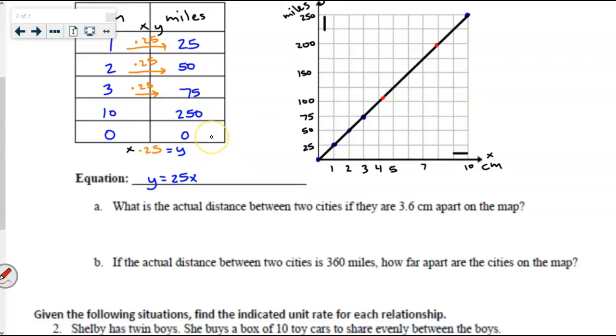Part A and B. You can answer them any way. You can use the table. My favorite way to answer these questions is with the equation. So I need the class, even if you did it a different way, how am I going to use this equation? I'll write it again, y equals 25x. And it says, what is the actual distance between two cities if they are 3.6 centimeters apart? How do I use the equation to answer this question? Go ahead, Alexis.